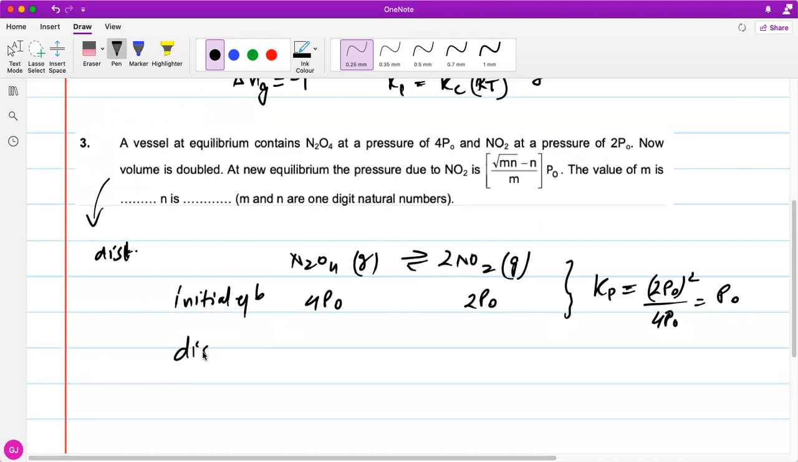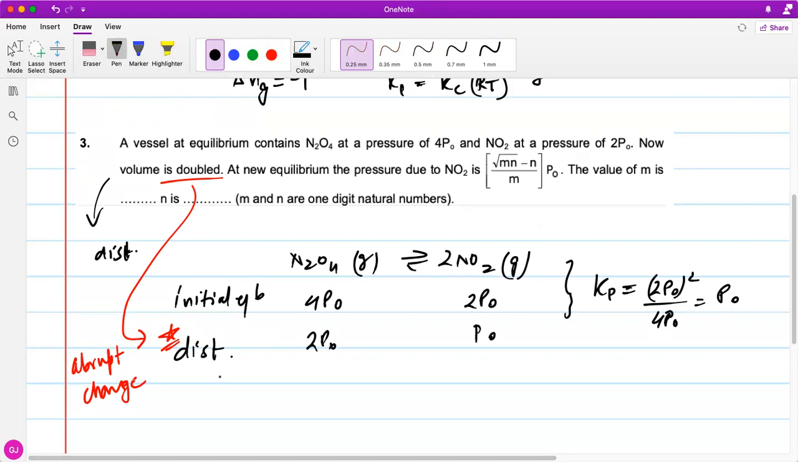Now notice the disturbance, right? This is the catch over here. This is the important thing, that the volume is doubled. When I say volume is doubled, what would happen immediately to the partial pressures? They will get reduced to half. This is an abrupt change that occurs due to disturbance. This becomes 2P0 and this becomes P0.